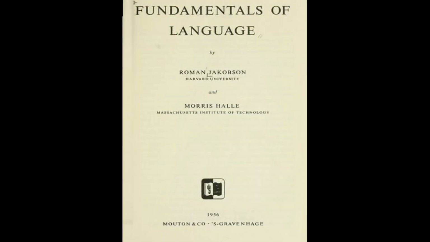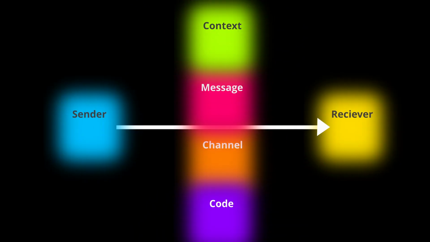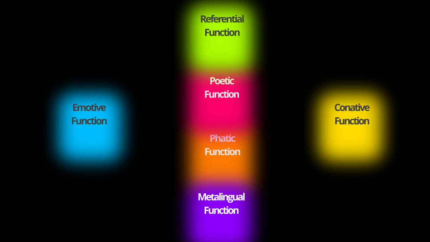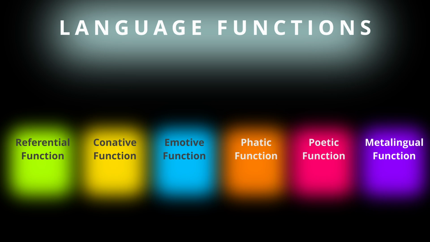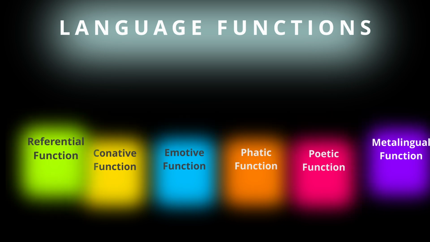In 1956, Roman Jakobson published a book called Fundamentals of Language. In this book, he mentioned 6 methods of communication, which he calls context, message, channel, code, sender, and receiver. Now, he believes that each one of these maps to a function in language, which also have their own distinct meanings. These functions are the referential function, the conative function, the emotive function, the phatic function, the poetic function, and the metalingual function. Now, what are the meanings of each of these?